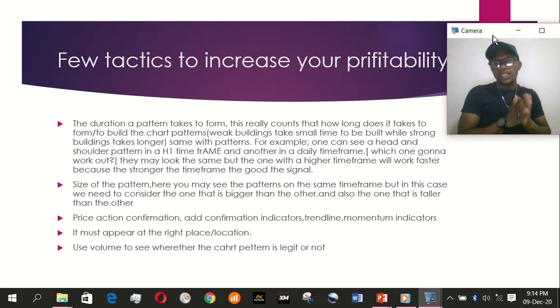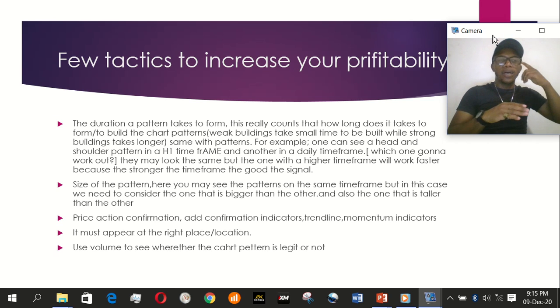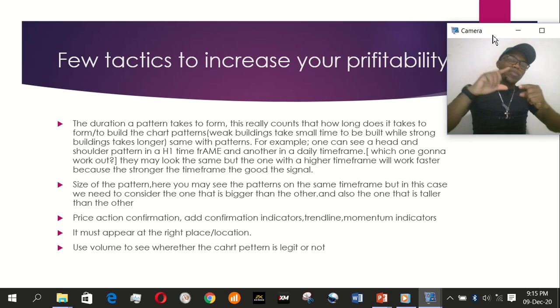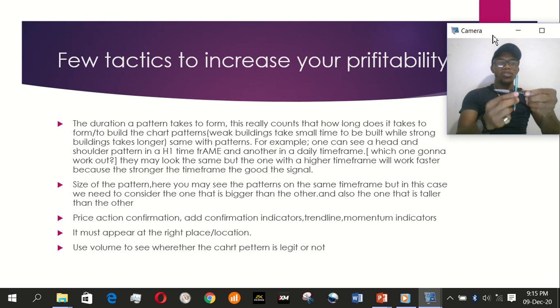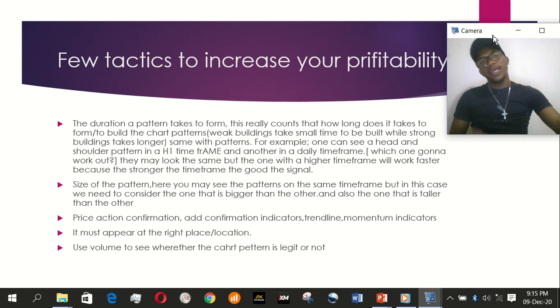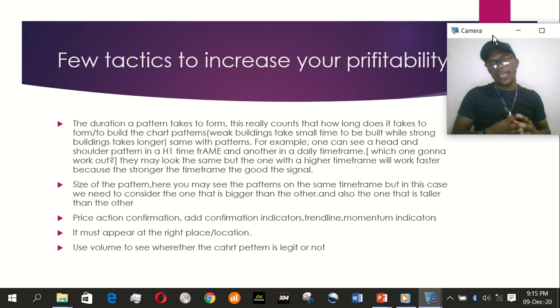Another thing, the size of the pattern matters. Here you may see patterns on the same time frame, but in this case, we need to consider the one that is bigger than the other, and also the one that is taller than the other. For instance, we're talking about the doji candlestick. You may find that one doji is smaller and the other one is a little bit larger. So this one and this one, their effectiveness will not be the same.